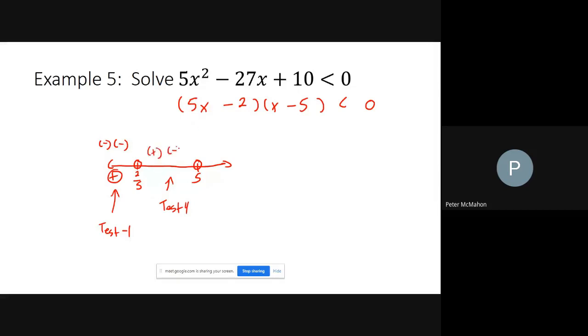Let's test 10. 5 times 10 minus 2 is positive. 10 minus 5 is positive. Positive times a positive is positive as well. We want the ones which are less than 0, which means negative. That means we want this region here. So our solution is 2/5 is less than x, which is less than 5.